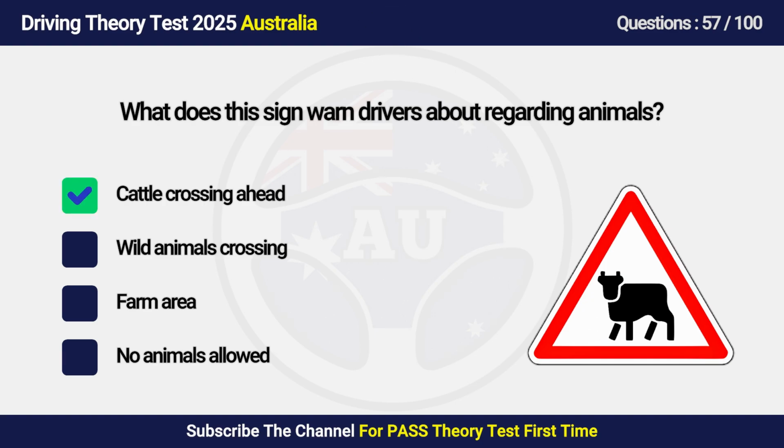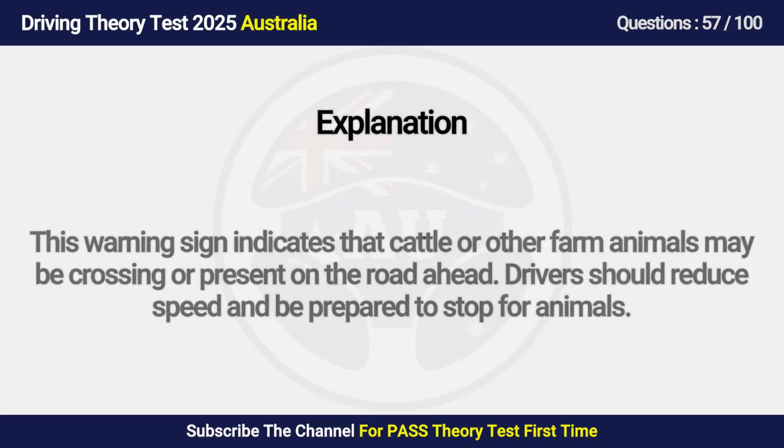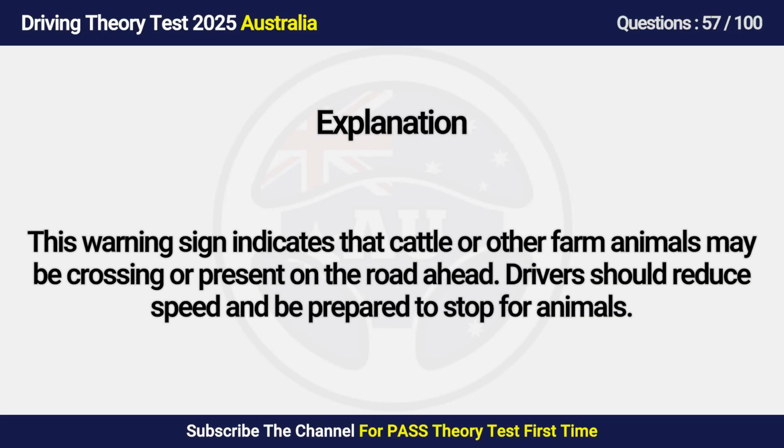Answer is A, cattle crossing ahead. This warning sign indicates that cattle or other farm animals may be crossing or present on the road ahead. Drivers should reduce speed and be prepared to stop for animals.